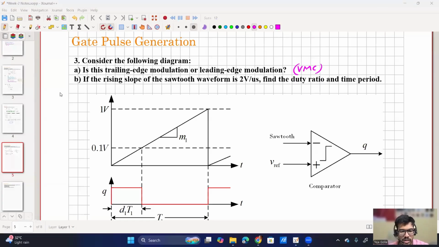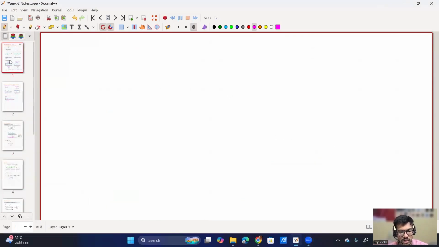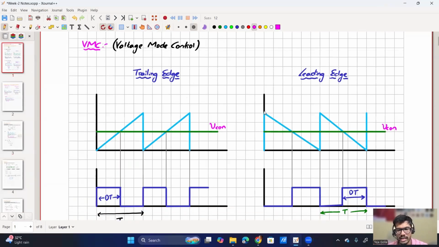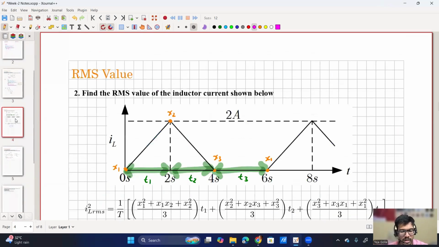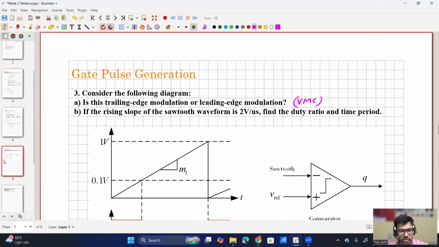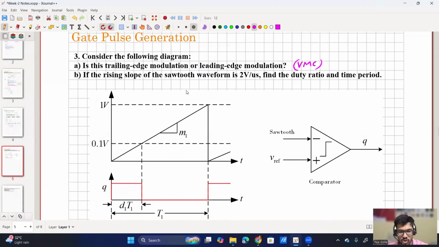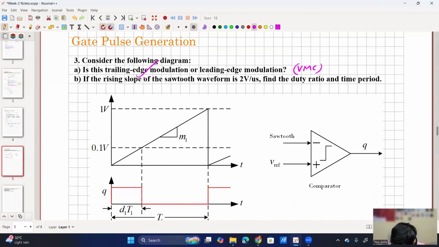So it is trailing because the sawtooth is starting at a value lower than the control voltage. So it is trailing the control voltage. So that's why it is trailing edge. If it is starting at a higher value compared to the control voltage, then it is leading edge. So in this question particularly, question number three, it is starting from a lower voltage and then increasing. So it is trailing the control voltage. So that's why it is trailing edge modulation and not leading edge. Is that clear? Yes. So now I have given the slope m1 and I am asking for the duty ratio as well as the time period.